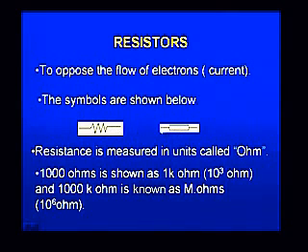Many people use different types of symbols, any one of them, and resistance is generally measured in units called ohm. 1000 ohm is also known as 1K. It's written as 1 kilo ohm or 1K, which is equivalent to 10 power 3 ohm or 1000 ohms. Similarly, 1000 kilo ohms is also shown as megohm, which is equivalent to 10 power 6 ohm.